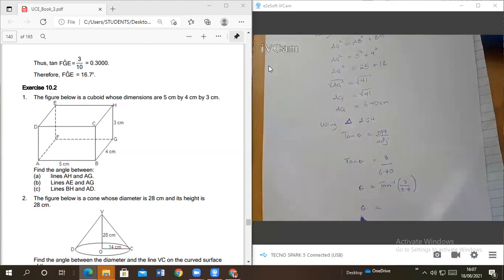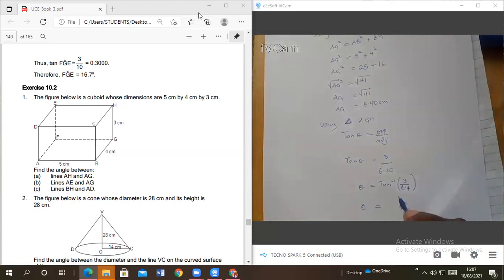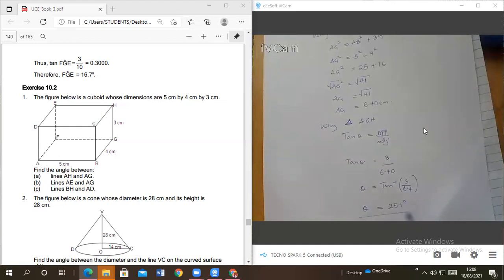And I know right now Maya has typed the answer in the chat. Maya has already typed the answer. What is the answer? Patricia, what's the answer? Stop keeping quiet. Patricia sold the calculator. Esther, what's the answer there? 25.1 degrees. Okay, you have remembered. Okay, Patricia.